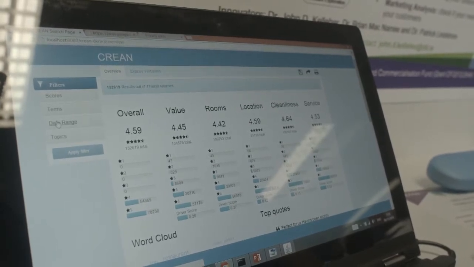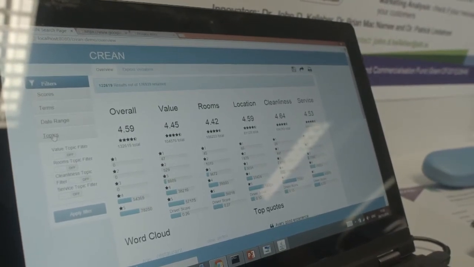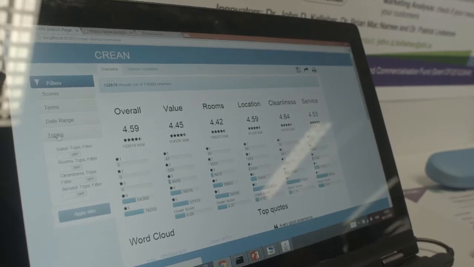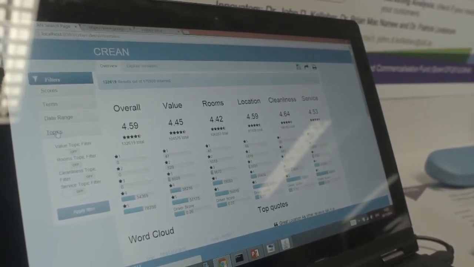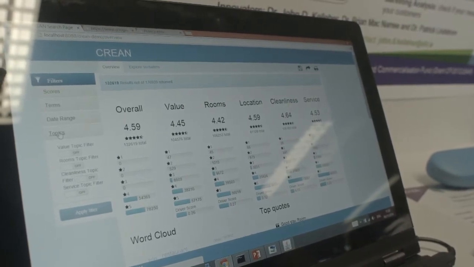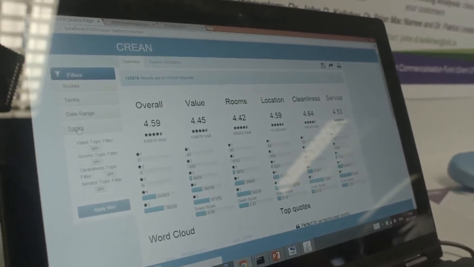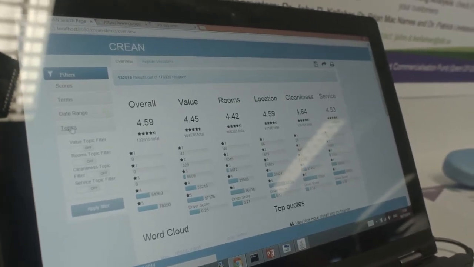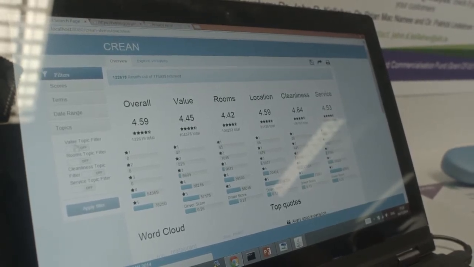The last thing I'd like to show you is a topic filter. What the topic filter does is it disregards the score itself, because sometimes people might write a review of a hotel and just give it ones across the board, even though they were happy with, say, value, but they don't discuss value. So the topic filter tries to look for a particular topic in the text data and only show the reviews it believes belong to those particular topics.